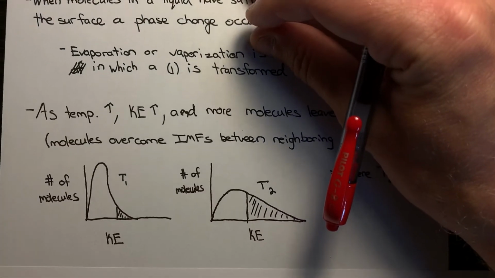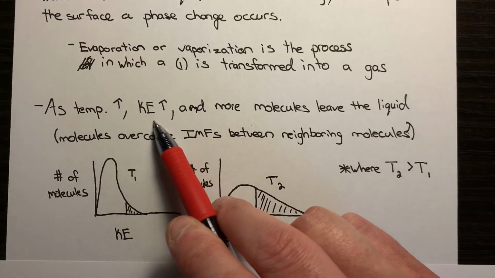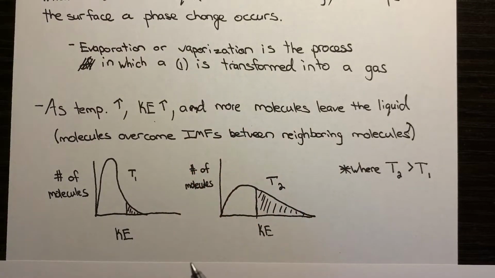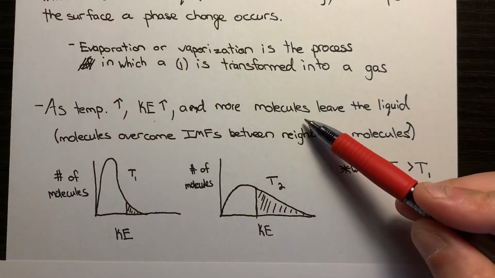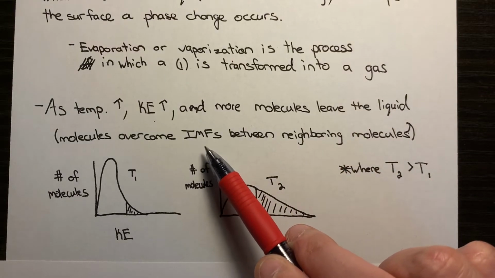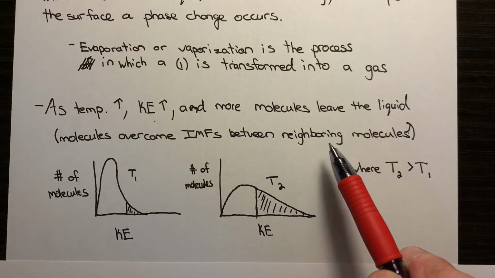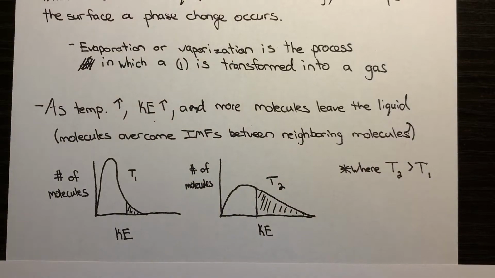We also know that as we increase the temperature, we increase the kinetic energy. Now, as we increase the kinetic energy, we're giving this energy to the molecules themselves. And that energy is being used to overcome the intermolecular forces that exist between one molecule and its neighboring molecules. Again, these aren't bonds. These are intermolecular attractive forces, Coulombic attractive forces.